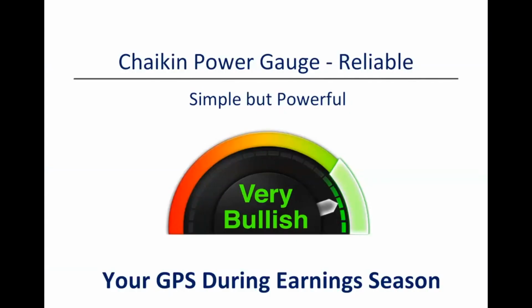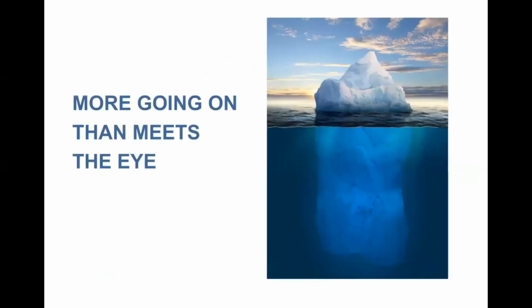So we're talking about the Chaikin power gauge rating. It looks very simple, looks like the gas gauge on your car. But under the hood, there's a lot going on. We're crunching all these numbers, and the Chaikin power gauge rating can be that directional edge that you need during earnings season. It can be a GPS that tells you whether a stock is likely to disappoint or outperform, and that contributes, as I said, to some big, big options opportunities. So there's a lot going on under the hood. There's more going on than meets the eye.